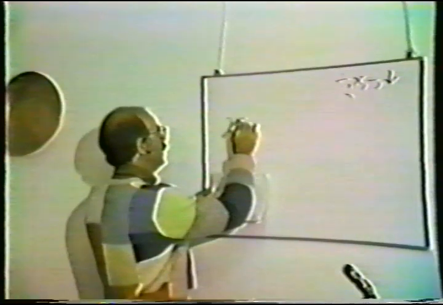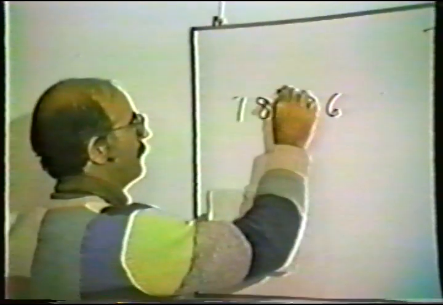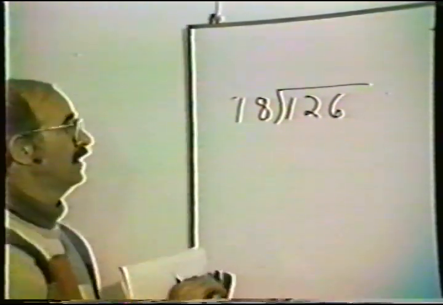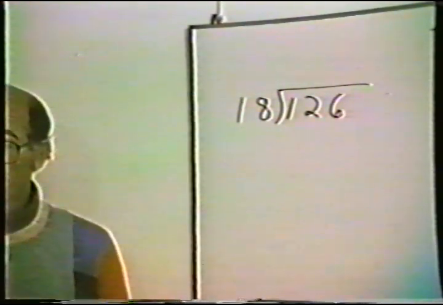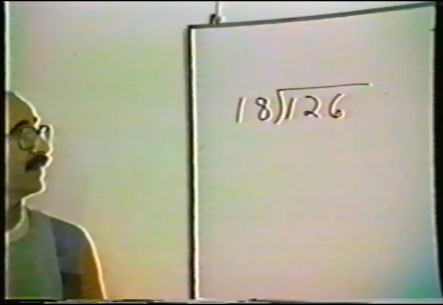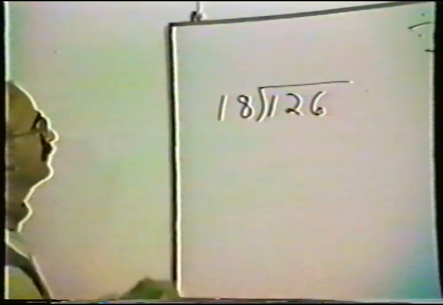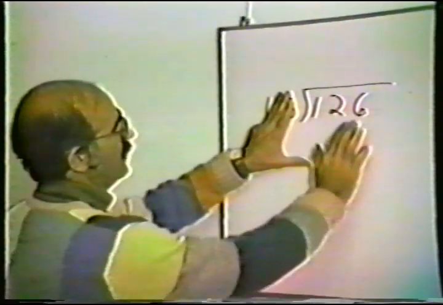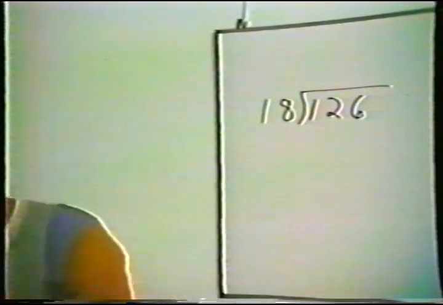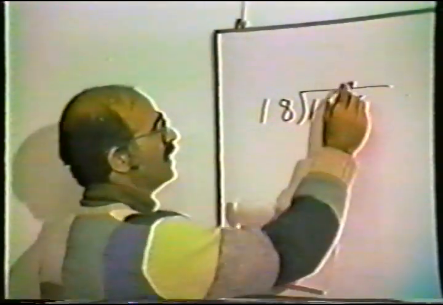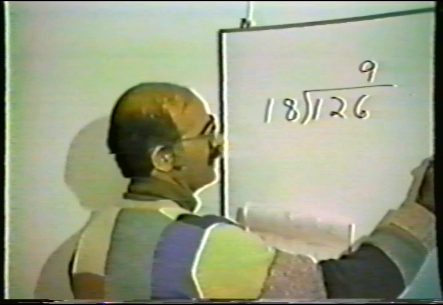Let's try 18 into 126. Will the 18 fit into the 1 or the 12? No. So we have to use the entire 126. We cover up the 8 and the 6, and we say, how many ones fit into 12? 12. But the biggest number that we're allowed to put there is a 9. So we will try 18 times 9.